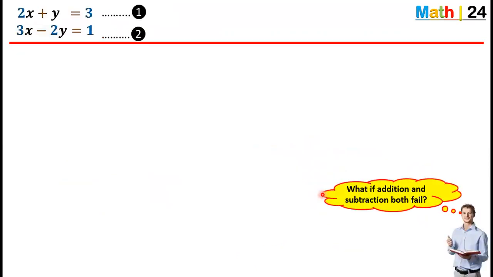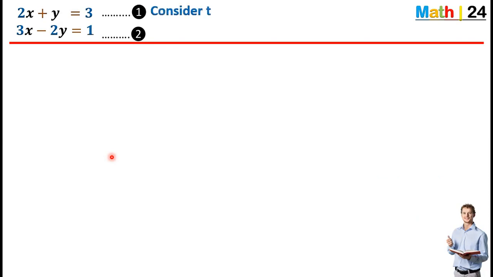Now let's take this other example. In this case, direct addition might not work, direct subtraction might not work. We need to do some sort of balancing, or you call it multiplication or whatever, but some sort of balancing, so that something can be eliminated. So here, what if the addition and the subtraction both fail?